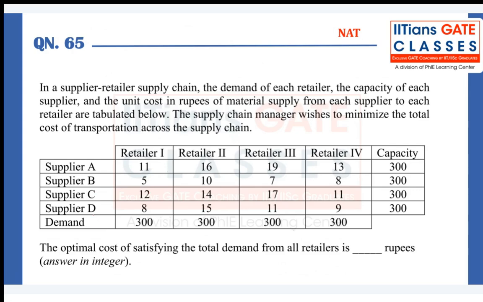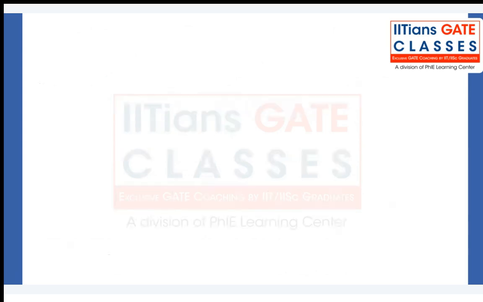How many rows are there? How many suppliers are there? How many retailers are there? That means supply and demand are going to be equal. Here is the retailer demand and here are the suppliers. So 4 suppliers, 4 demands, a 4 by 4 matrix. Now let us apply the Hungarian method.